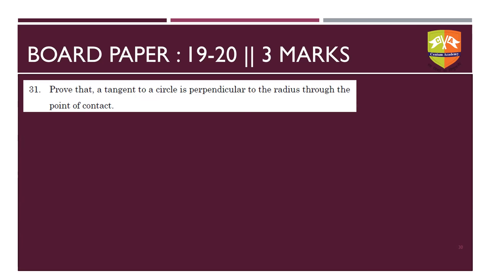This we have already done, so we'll skip it. This is the theorem, but this was asked in the 2020 Board paper. A tangent to a circle is perpendicular to the radius at the point of contact. The first theorem I told you. So we'll not do it.